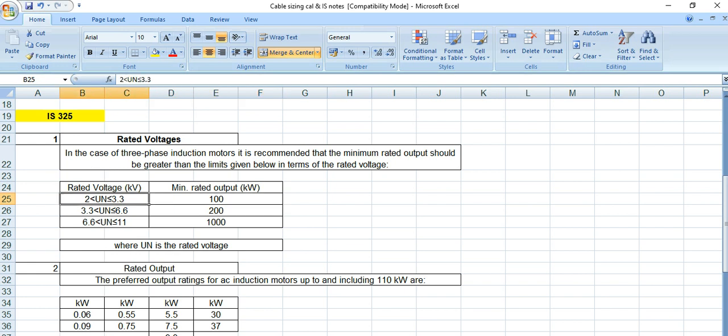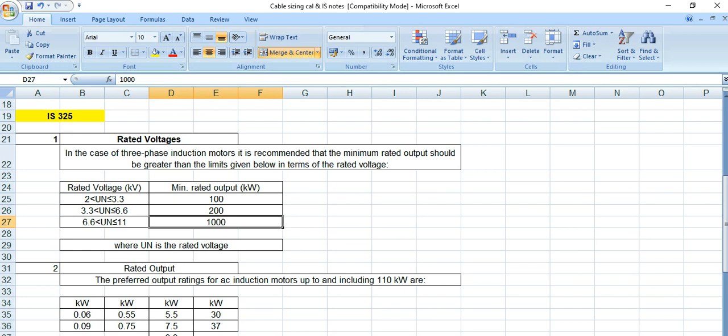If the rated voltage is greater than 3.3 kV but less than or equal to 6.6 kV, then the minimum rated output will be 200 kilowatt. In case the rated voltage is greater than 6.6 kV but less than or equal to 11 kV, the minimum rated output will be 1000 kilowatt. So this is as per the standard recommendation.